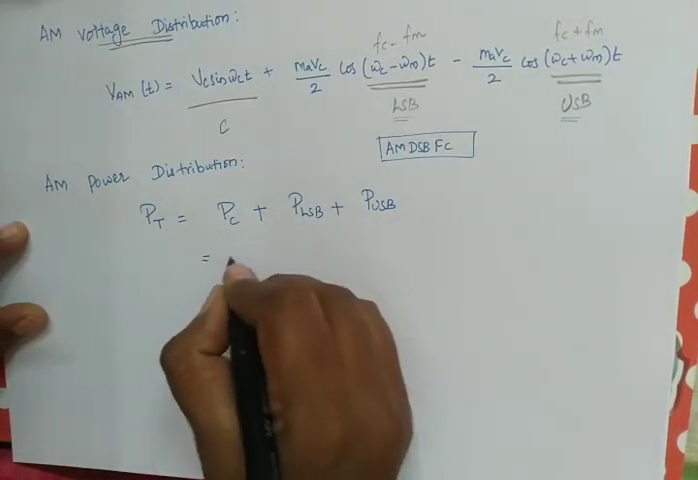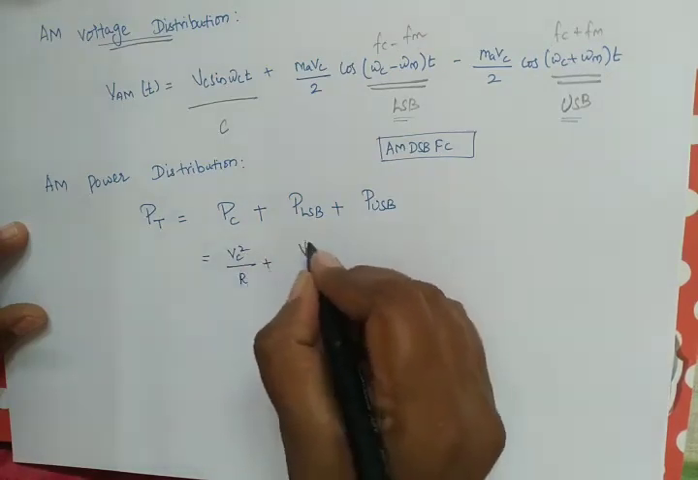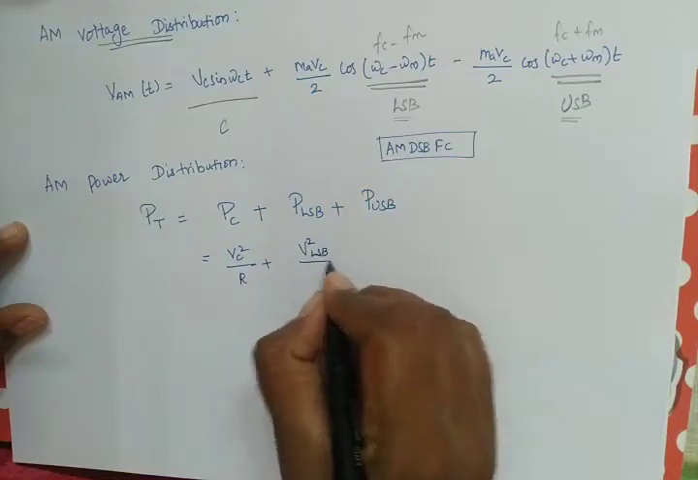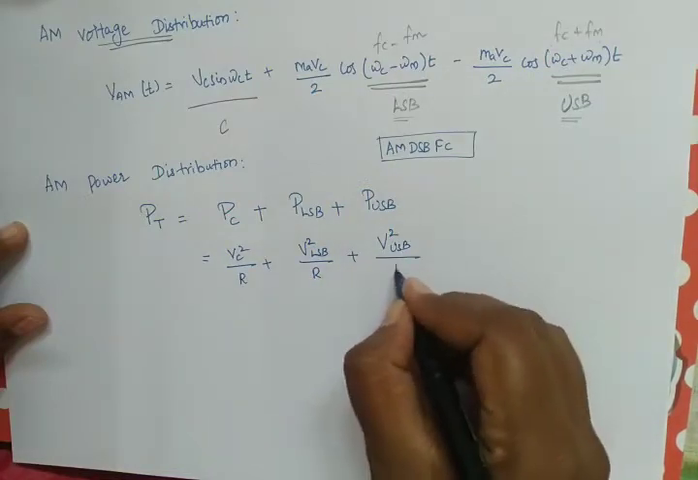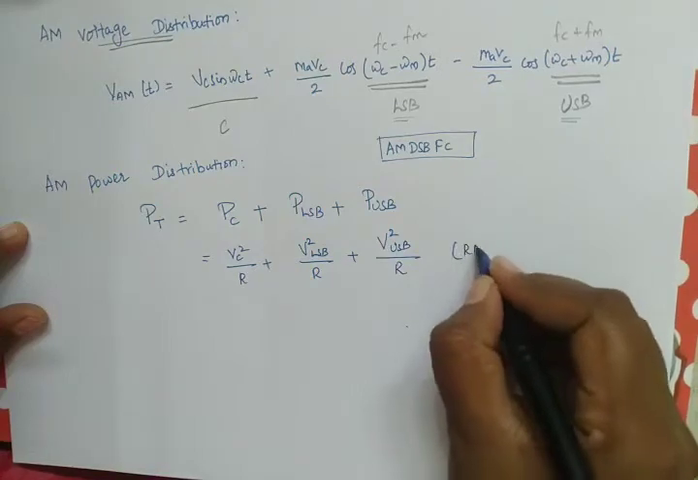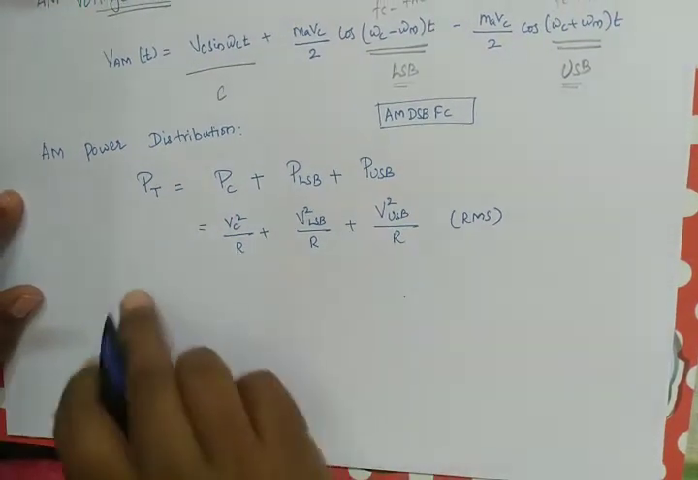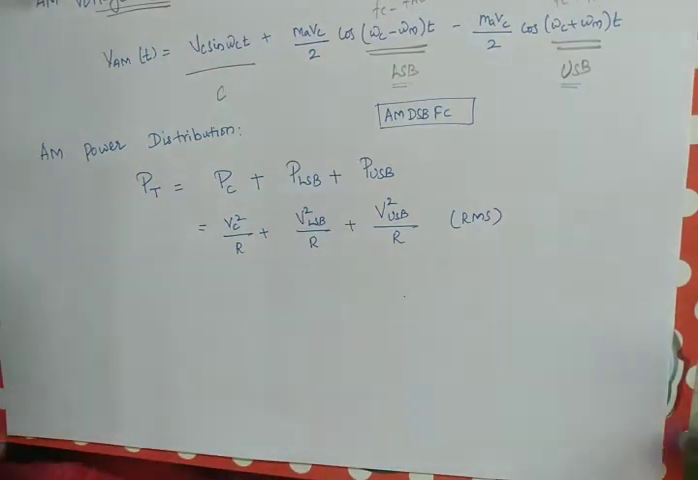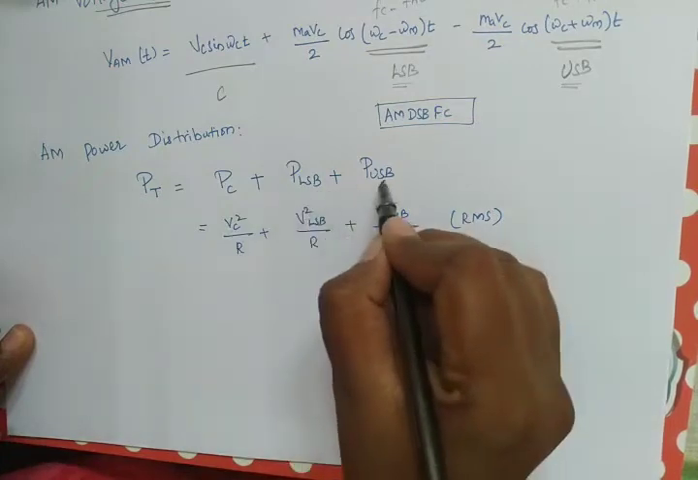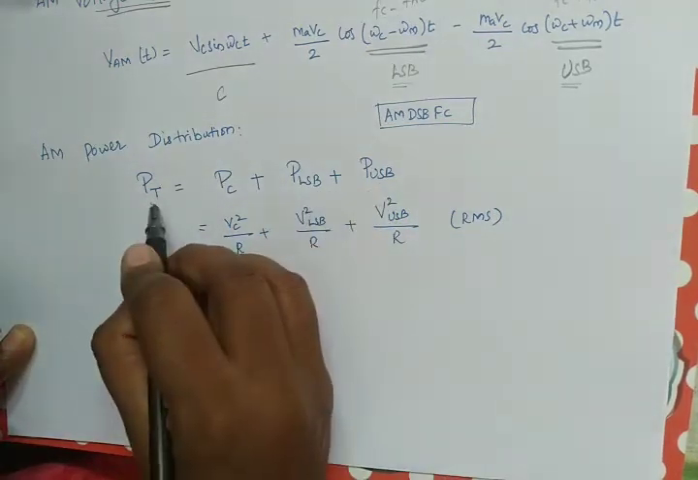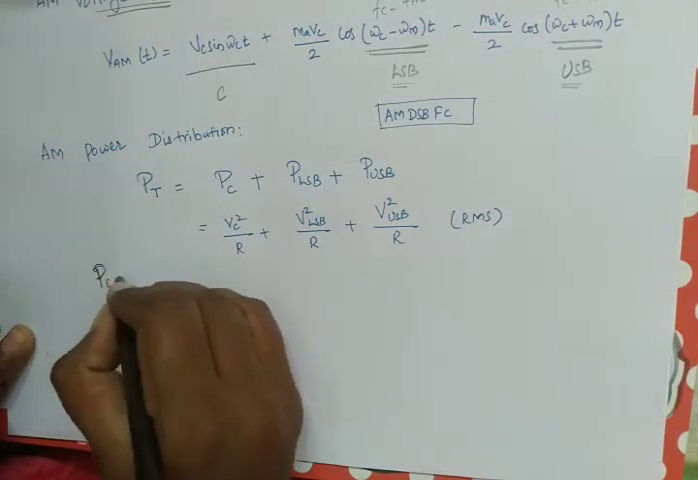So we can write this as V_C squared by R plus V_LSB squared by R plus V_USB squared by R, and all these voltages are represented in root mean square, that is RMS value. Now let us find the carrier power first. We have to find the carrier power, lower sideband power and upper sideband power, and only then is it possible to substitute them in the total power. Now let us find what the carrier power, P_C, is.